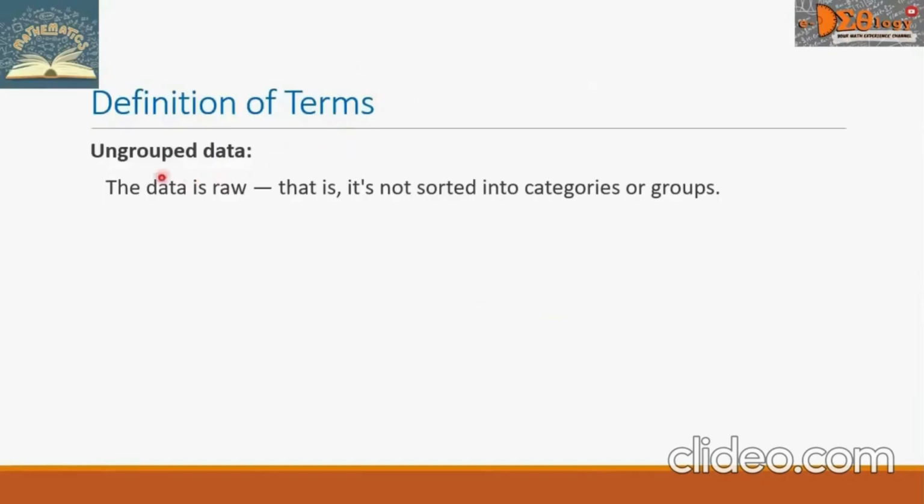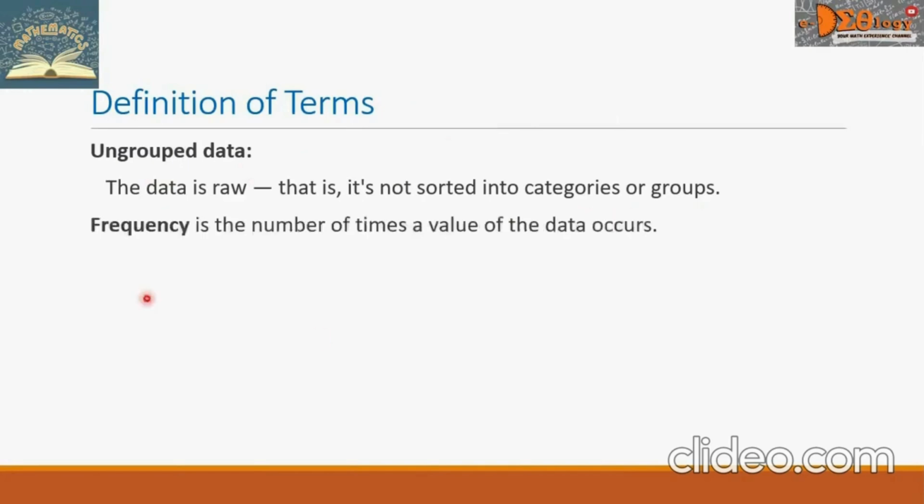The first term is ungrouped data. It means the data is raw. That is, it's not sorted into categories or groups. The second term is frequency. Frequency is the number of times a value of the data occurs.